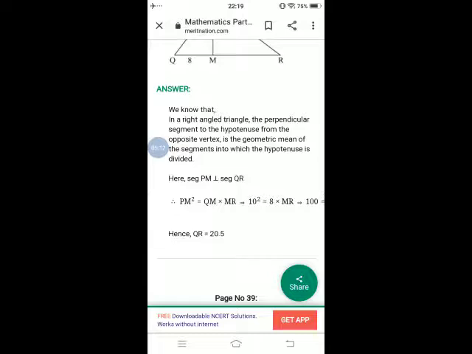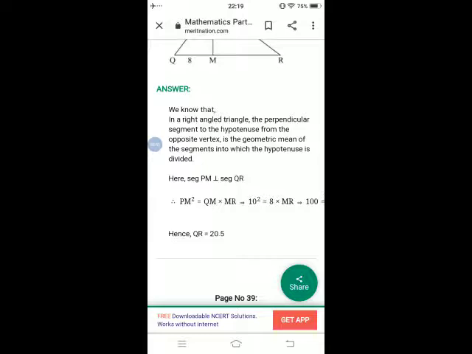QR is QM plus MR, since Q-M-R are collinear. So therefore QR is equal to QM plus MR. QM is given as 8. MR you got as 12.5. So therefore 12.5 plus 8 is equal to 20.5. Therefore your QR is 20.5.